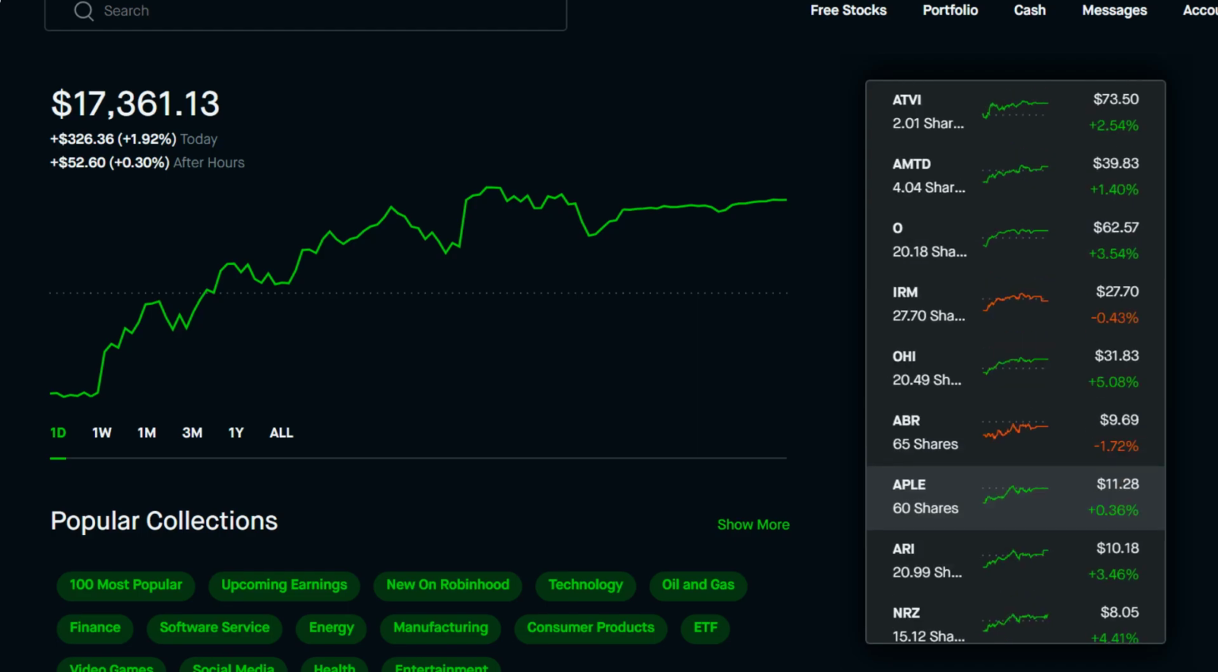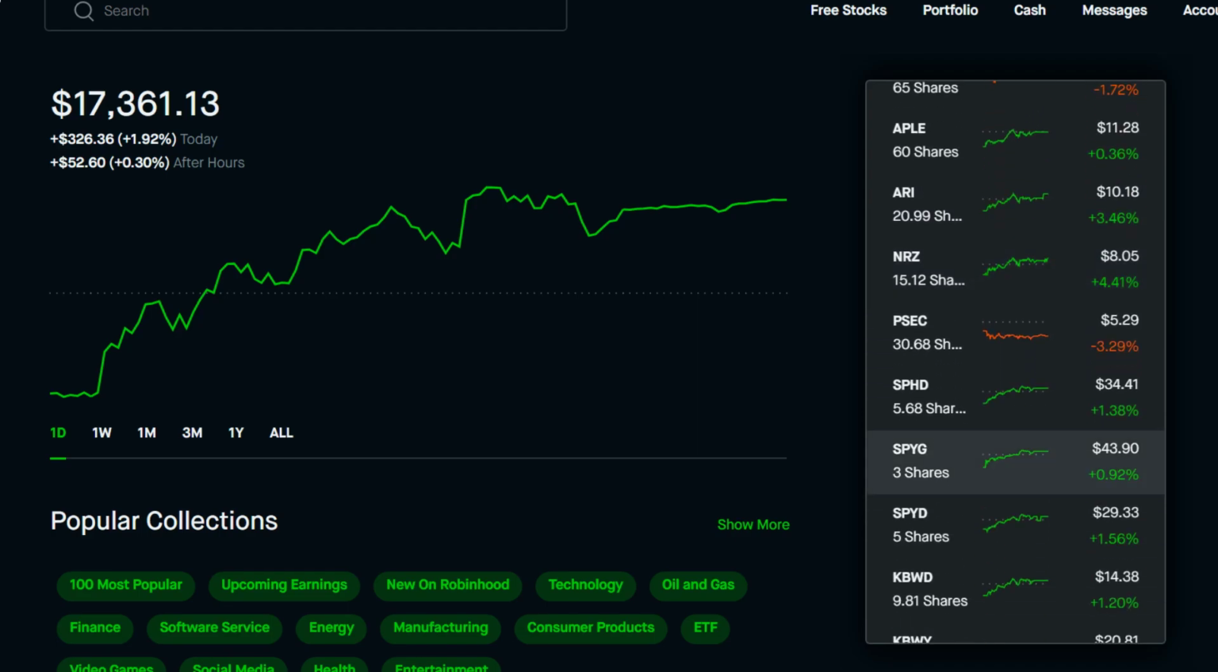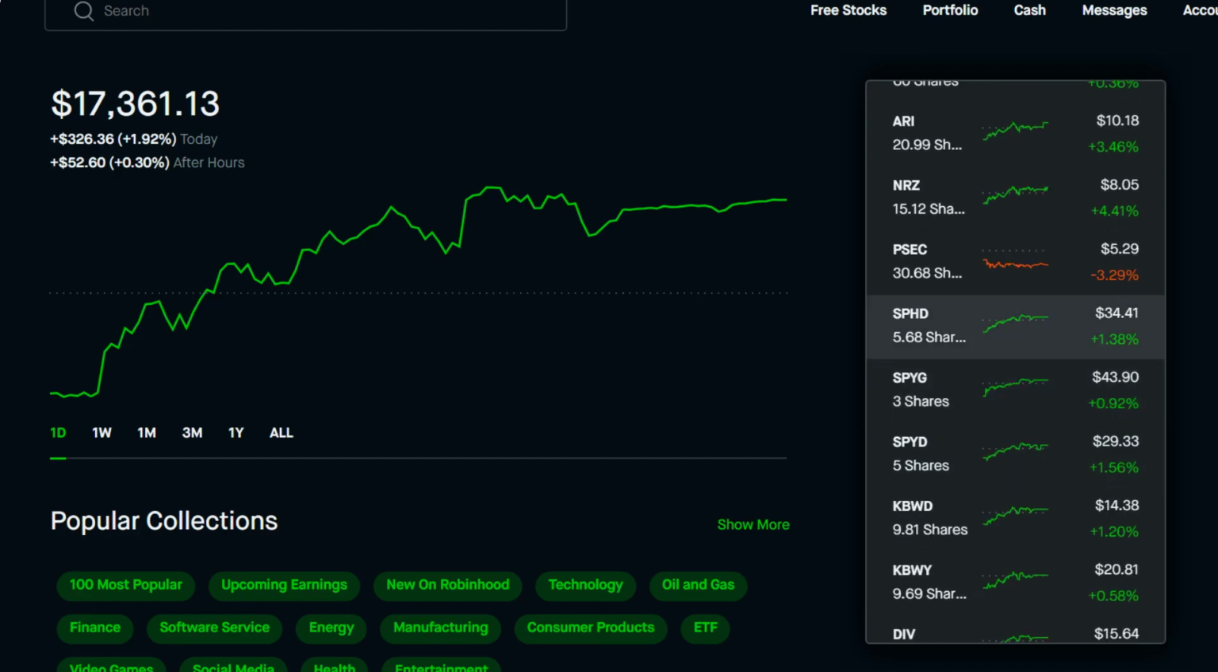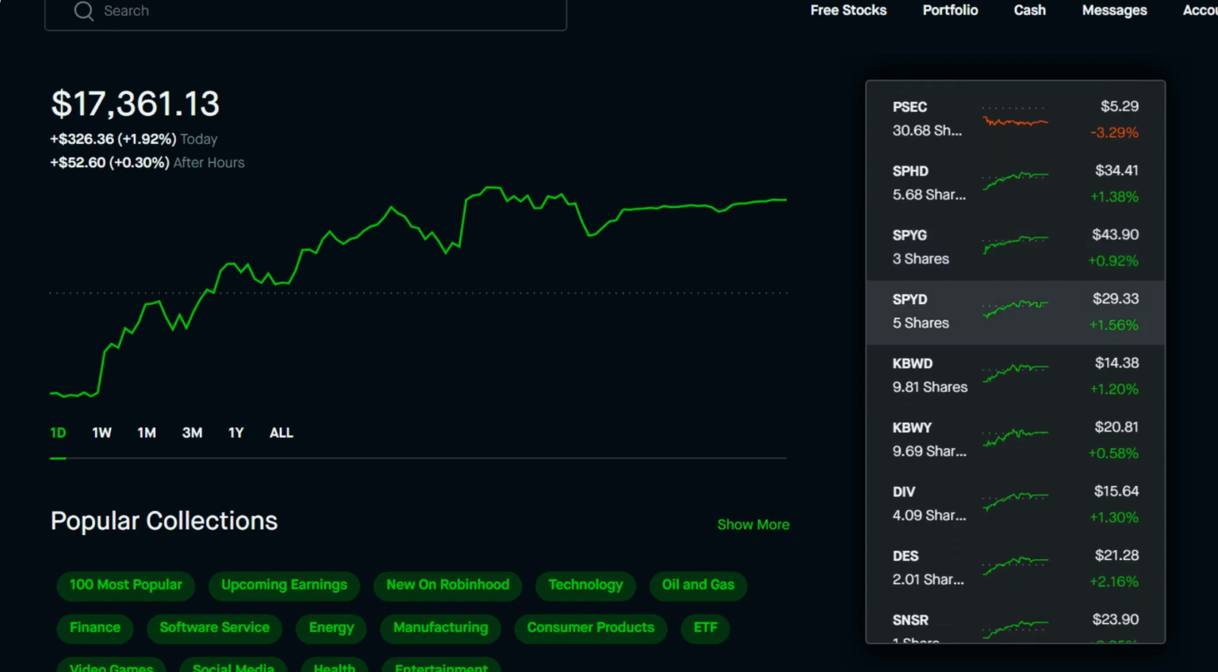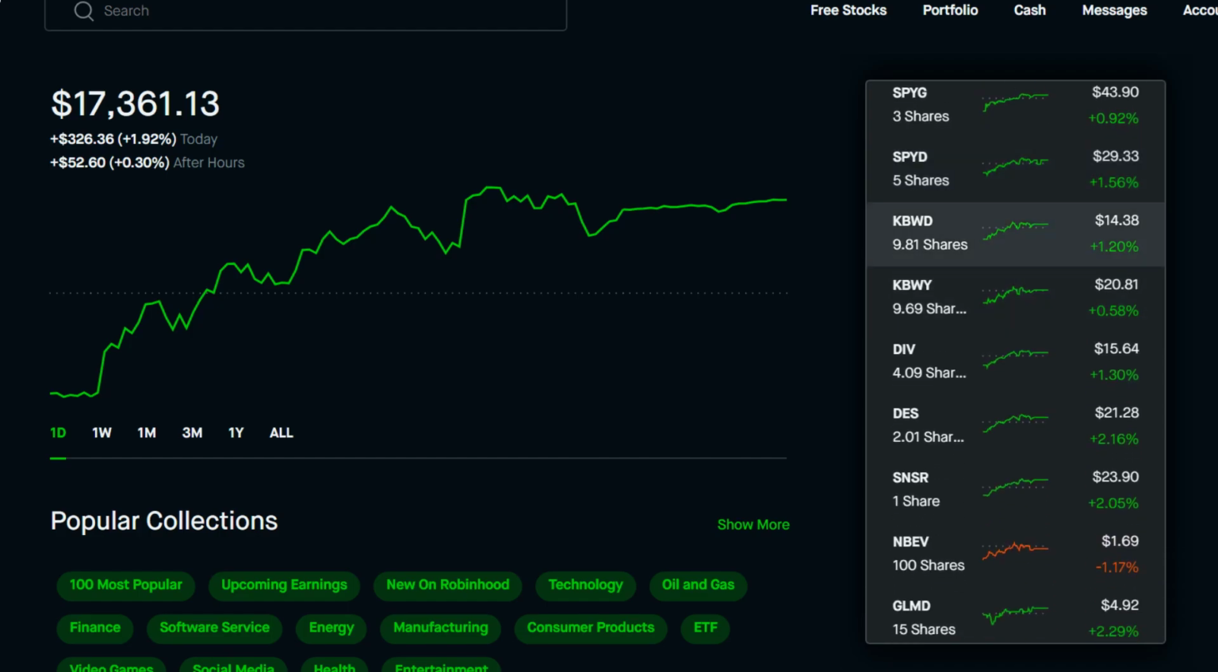The next ones I think we can skip over. I'll show you on the right hand side. They're ETFs. SPHD, high dividend fund, 5.68 shares, monthly dividend payer too. SPYG, it is the Spider Growth Fund. SPYD, another Spider Dividend Fund, which is small caps or mid caps, I believe. 5 shares of that. KBWD, which is a high yield financials, 9.81 shares, another monthly dividend. KBWY, monthly dividend, 9.69 shares. Love that one. I added some more to that recently.